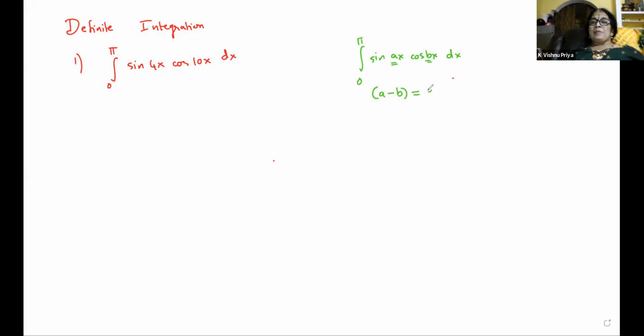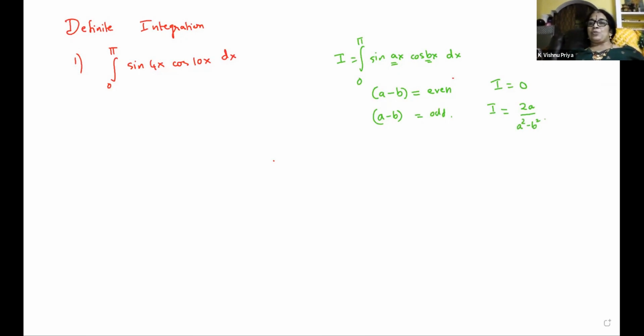Sometimes A minus B you will get an even number as an answer. Then the integral's answer, I'm naming the integral as I, will be 0. Directly you can write. But if A minus B is an odd number, then the integral's answer will be 2A by A square minus B square. This is the formula we are going to use in this type of problem.